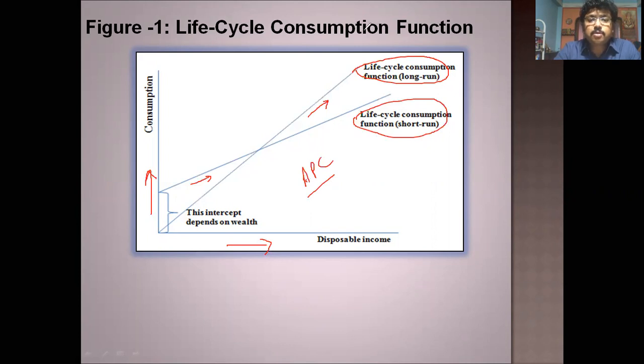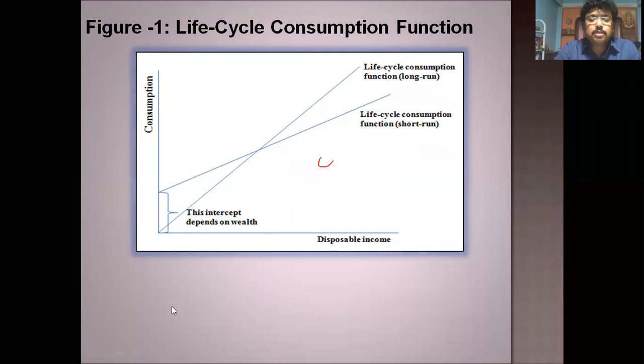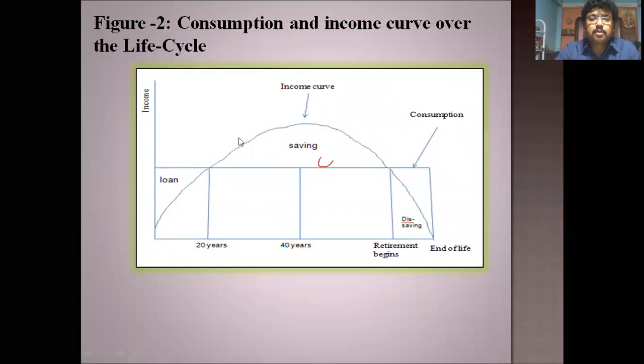Okay. Now I am erasing all this marking. Now look, the second graph. This is the consumption and income curve over the life cycle. Suppose along this vertical line we measure the income, along the horizontal axis we measure years. This point represents the end of life. So when the individual's year is 20, his income is that much.